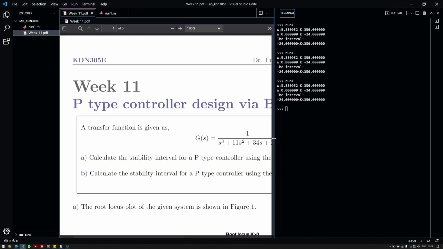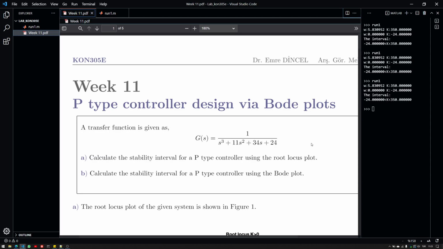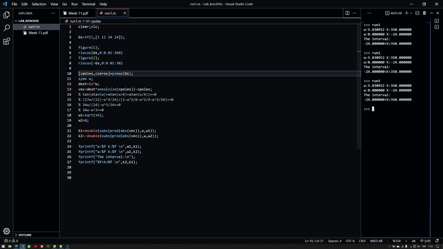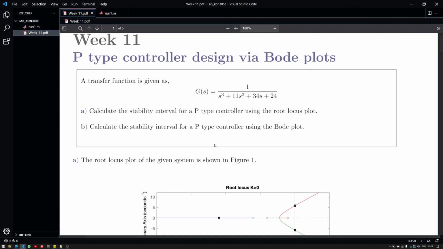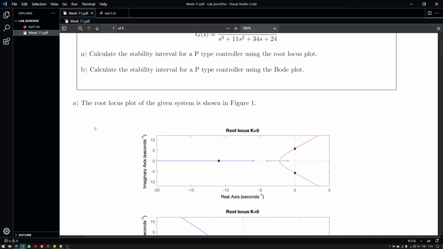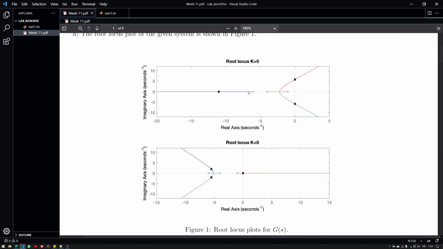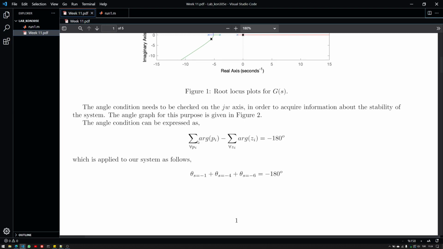Now this was the first part, and before continuing on to the second part, let me show you the PDF documentation for this question. Now we can see that here we have two root locuses, which we've also plotted. And then the gain condition here is that the arguments of the poles should be summed up, and then the arguments of the zeros should be summed up, and their difference should be minus 180 degrees.